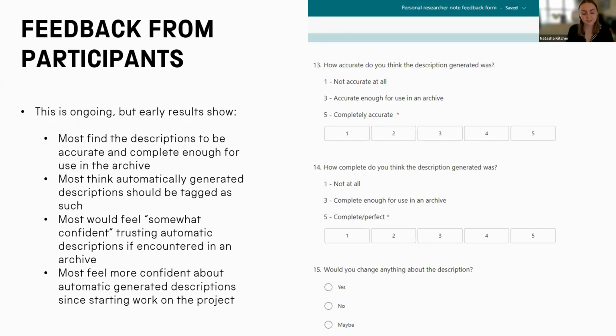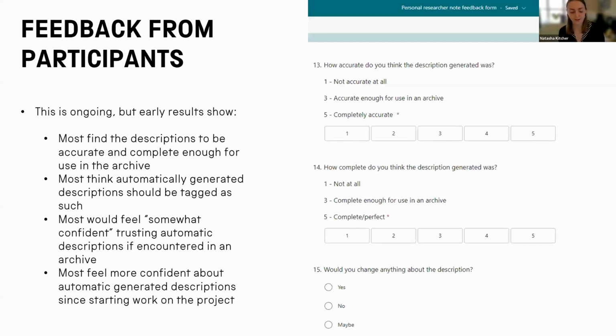I have also sent the researchers that were involved in this project the outputs that relate to their notes, as well as a feedback form using Microsoft Forms to fill in. The goal of this form is to understand if they change their note-taking style, so we can see how closely we've replicated a normal research environment, understand if they think the descriptions are complete enough, are accurate enough, and are good enough for use in an archive, and ask how they would expect to see automatically generated descriptions in the archive. So would they expect to be credited? And also, do they now trust these descriptions more or less than when they started?